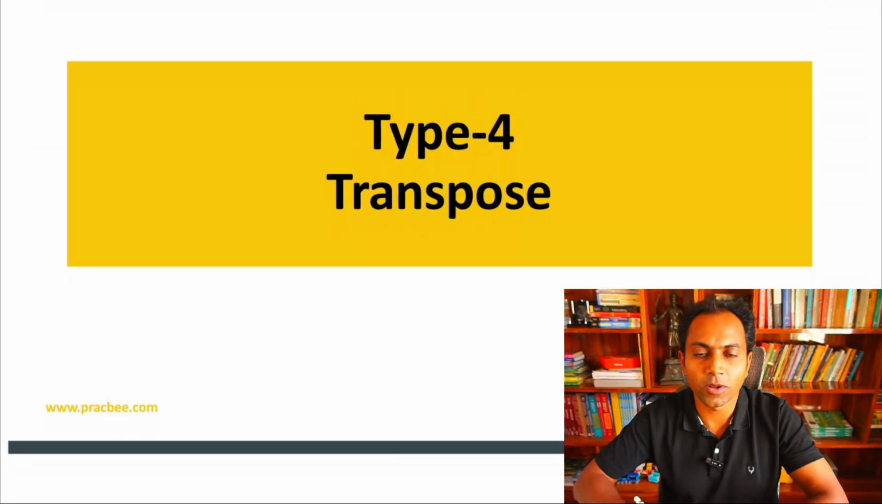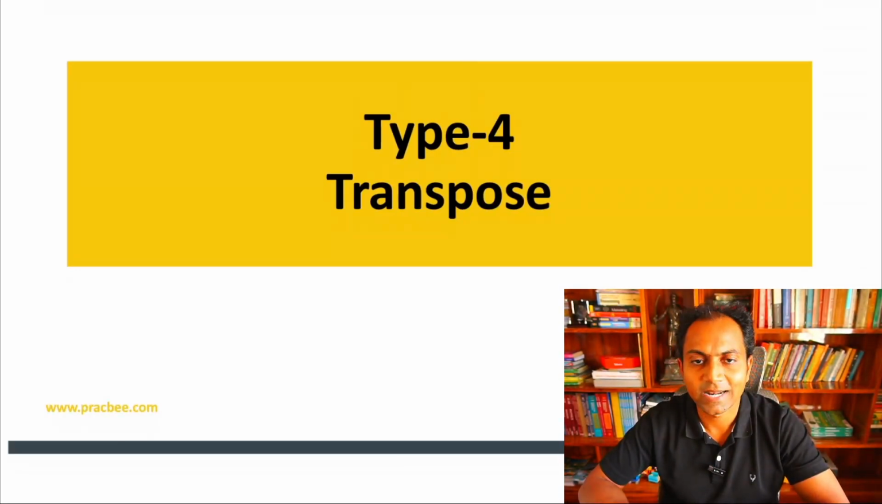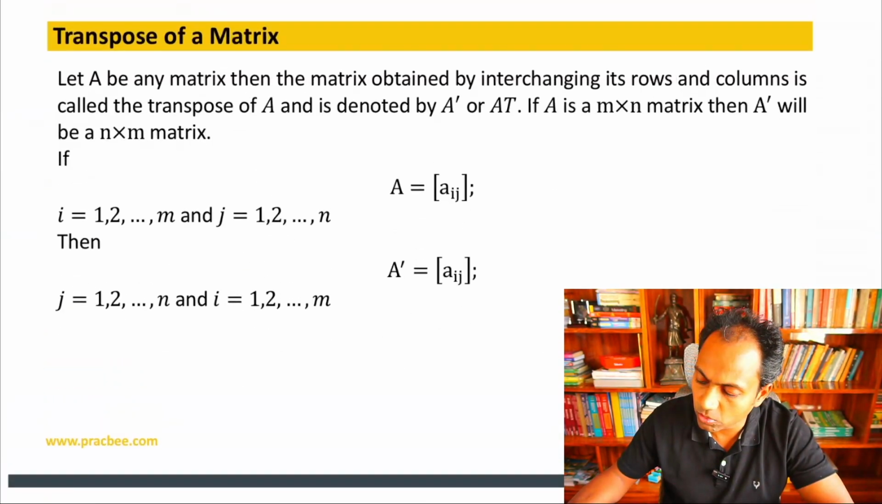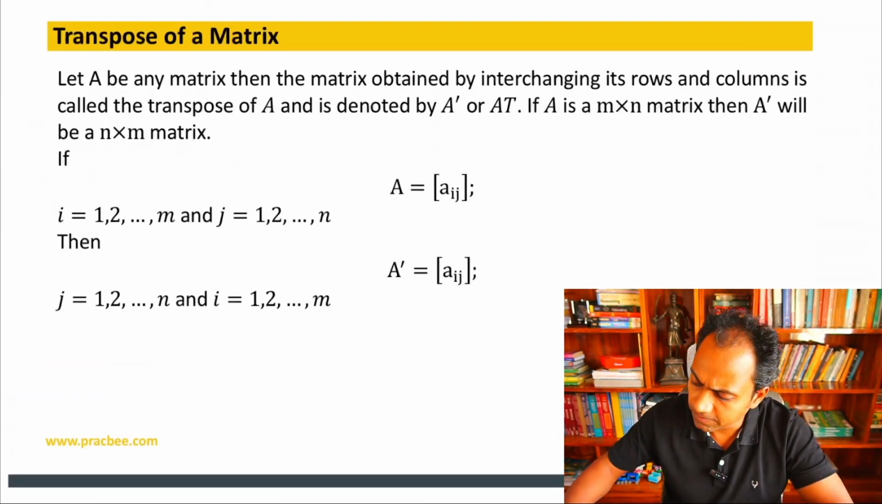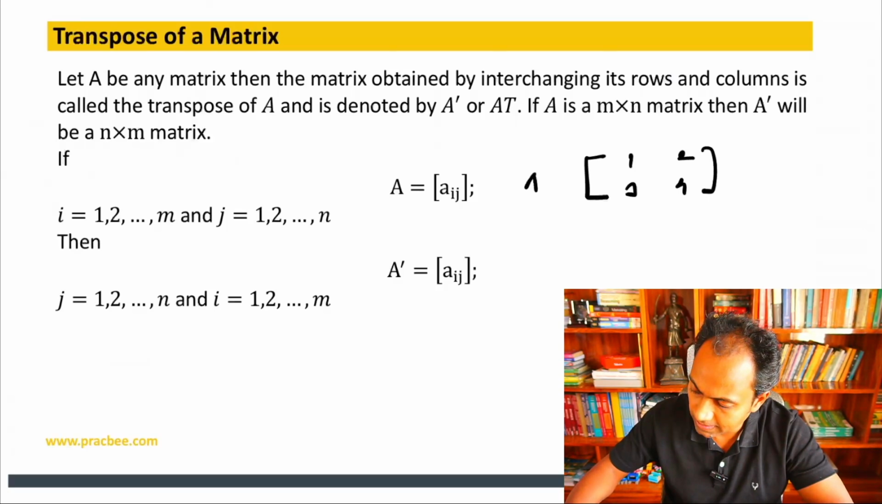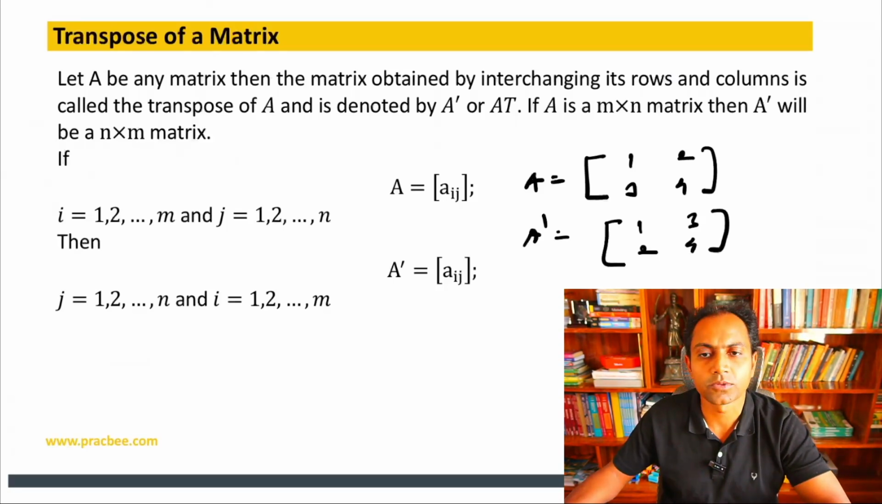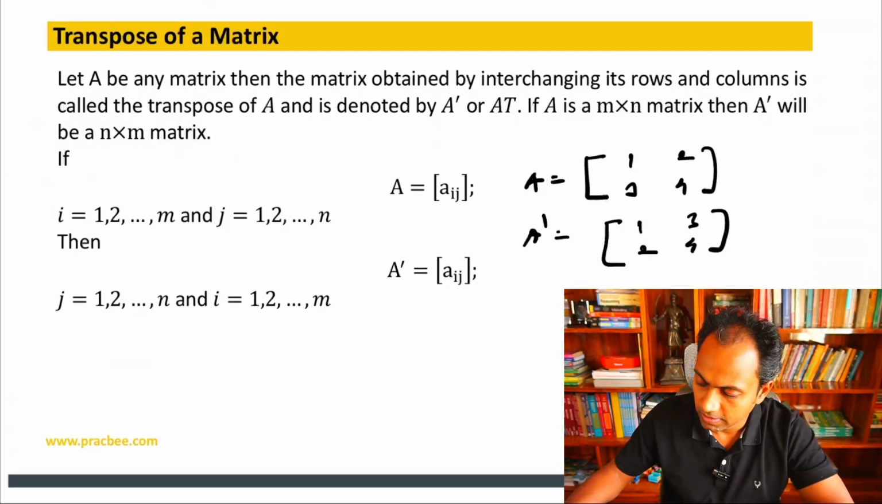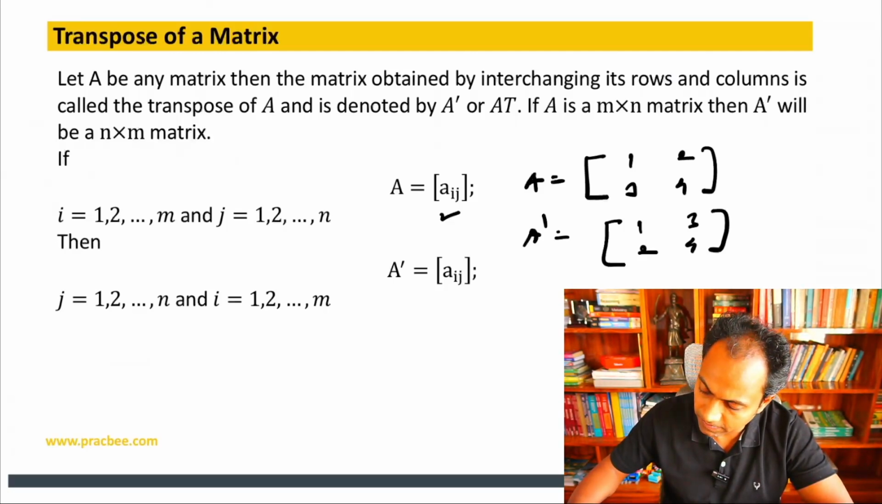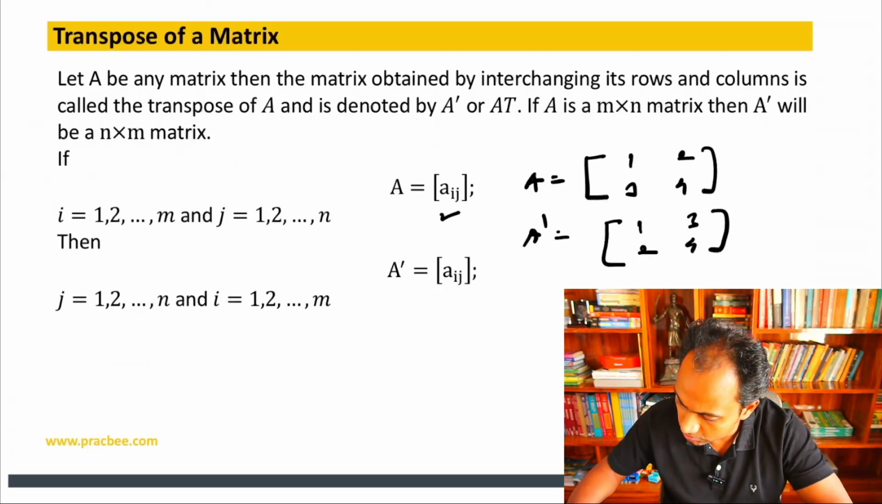Now the type 4 problem is based on the idea of transpose. Transpose means interchanging the row and column of an element. Let us take a simple example. If I have a 2 cross 2 matrix 1, 2, 3, 4, this is A. If I take the transpose of A, it is going to become 1, 3, 2, 4. You can see that rows and columns of the elements have been interchanged. This is also written as Aij will become Aji after transpose. So you need to pay attention to this. This should be Ji.